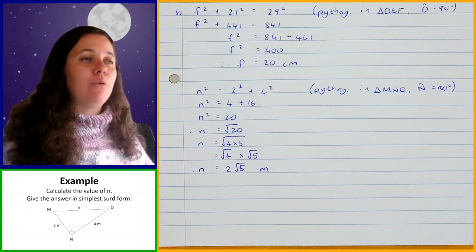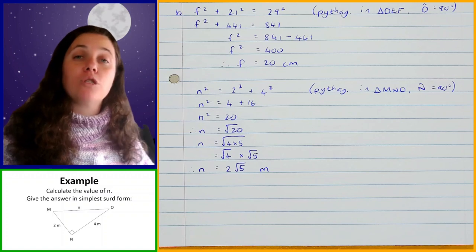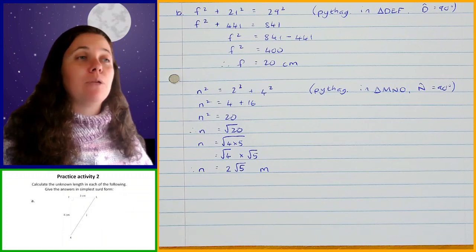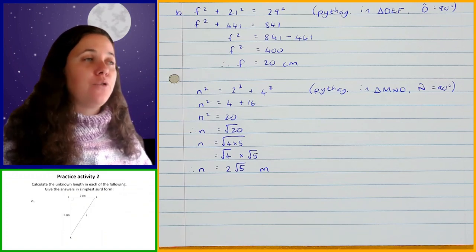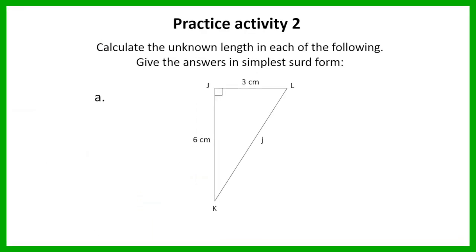So now you're going to have a couple for yourself where you're going to do the same thing, also writing your answers in simplest surd form. Okay, so the first one you're going to do is this one over here. You've got triangle JKL. You need to work out the value of j, where you've been told that JK is 6 centimeters and JL is 3 centimeters. Okay, I'm going to give you 2 minutes to work on this question.